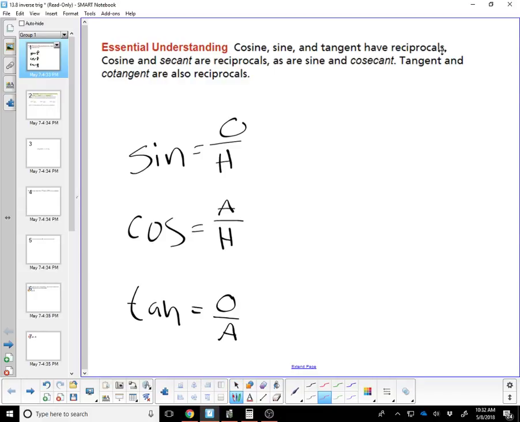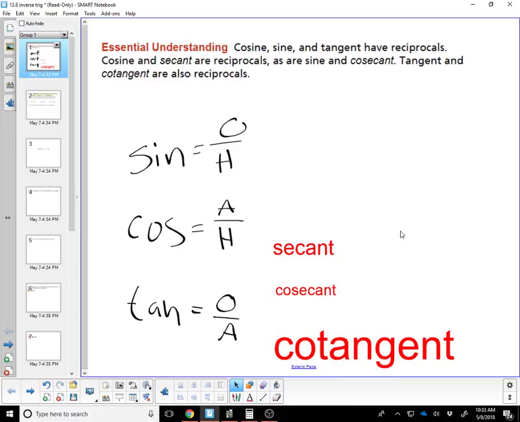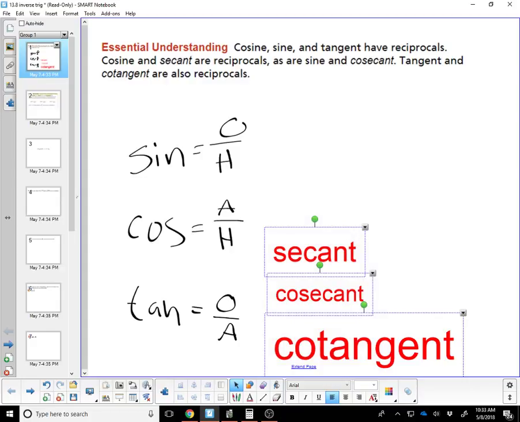There's 3 more that we're doing today. Those 3 were the secant. That is horrible. Let's see what it looks like in my cursive. Secant. I can read that a lot better. Cosecant. And then cotangent. Let's see what my smartboard thinks. It's a little small. So those are the 3 new ones.